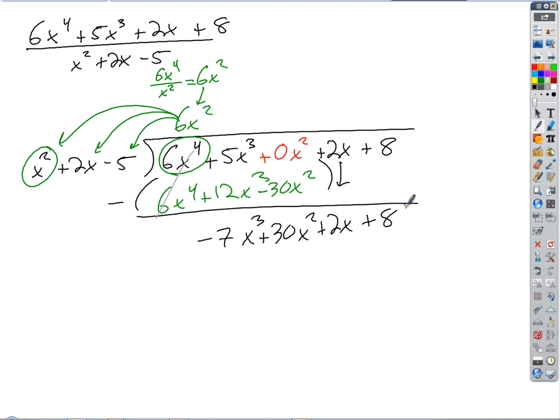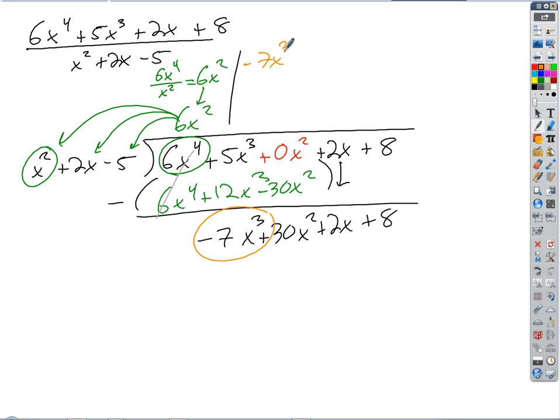Now what do you think we do? Repeat. And what's the advantage? Well, look at the polynomial we're doing this time. It's smaller. Each time the polynomial is just going to get whittled down by one term until we're done, right? So let's look at this next one then. All right, so with the next one, now we're trying to see how many times x squared goes into negative 7x cubed, right? And so let's find out.